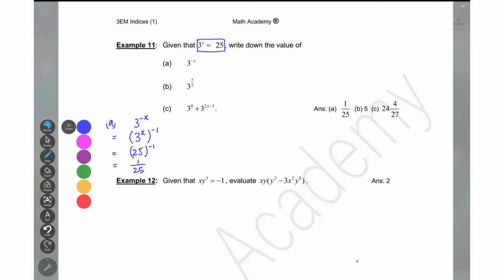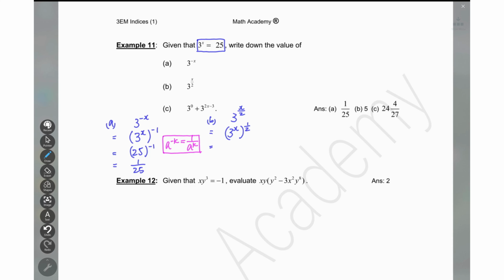Recall that in the earlier law of indices, a to the power negative k is equal to 1 over a to the power k. I am applying this law. Part B, we have 3 to the power of x over 2. Again, I am going to rewrite it such that it can appear the same as 3 to the power x. So we have 3 to the power x raised to the power of half, such that when you multiply x and half together, you get x over 2.